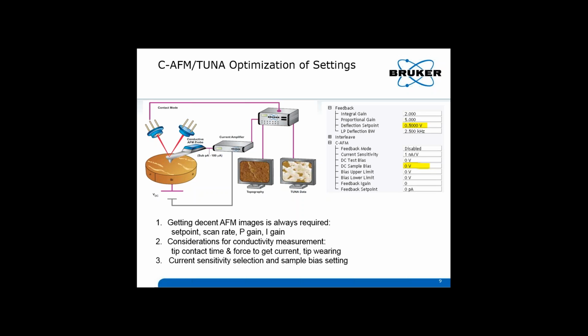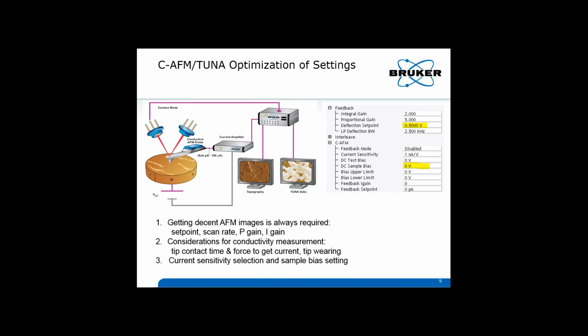And you have trace and retrace profiles identical. Slow scan rate is always desirable. In addition, you need to adjust the P-gain and I-gain, and they need to be adjusted such that the deflection error channel spikes are within minimum range and the noise level is acceptable.